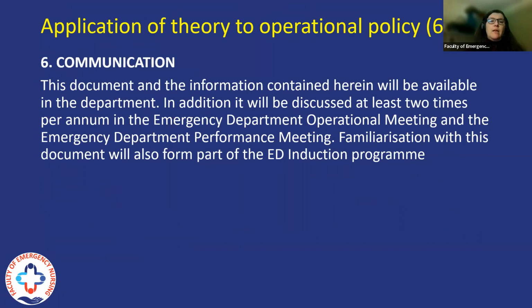Section 6 then, communication. So this document and the information contained herein will be available in the department. Okay, good, glad to know it. Where? So you would expect to find in your department somewhere that you've got a policy file. Now, for those of you who are completely paperless, you probably have it on the desktop of each PC or each computer on wheels that you've got, or each pad device. There will be a shortcut to policies, and ping, there it opens, so you've got it.